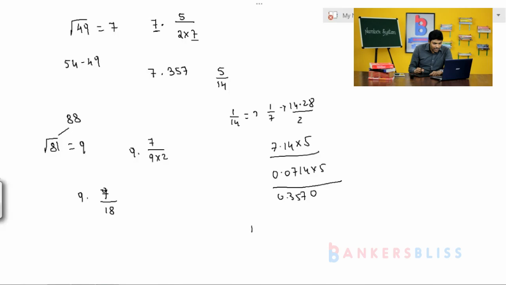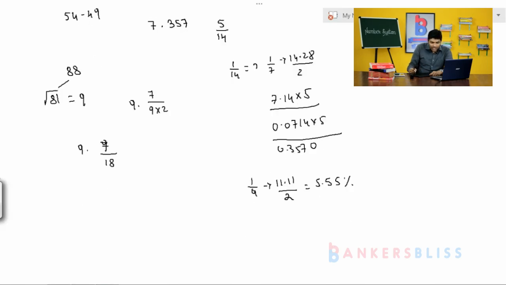See here, 1 by 9 means 11.11 percentage. Divide by 2 means 2 5s are 10, 1 carry to 5.55 percentage. If you write it in terms of decimal numbers, it will be 0.055. Into 7 you have to do, 7 5s are 35, 3 carry over, 7 5s are 35 plus 3, 38. So, 0.385. So, the answer is 9 plus 0.385, which is equal to 9.385.